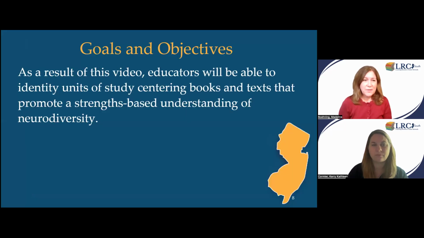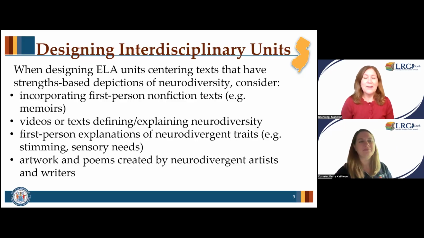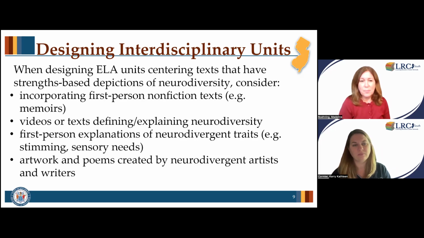So it is our hope that as a result of this video, educators will be able to identify units of study centering books and texts that promote a strength-based understanding of neurodiversity. So when designing interdisciplinary units that center texts that have strength-based depictions of neurodiversity, it's important to consider the following. First, incorporate first-person nonfiction texts, for example, memoirs or maybe excerpts from memoirs that complement the books that you are reading. You can also include videos or text defining, explaining neurodiversity.